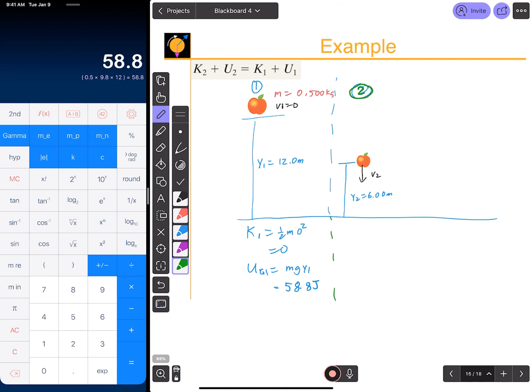And how about at point 2 when it's halfway down? At point 2, the kinetic energy is going to be 1/2 m v2 squared, and that's what we don't know. And the gravitational potential energy at point 2 is going to be m g y2, which we can calculate real quick. If you plug it in, it's just going to be half of that, so it's 29.4 joules.